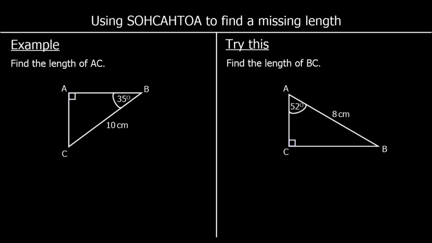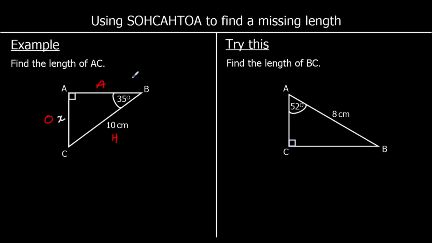Let's have a look at a question. Find the length of AC. That means we're working out this length here. The first step is to label the triangle. Which one's H? H is the longest side. O is opposite the angle we're using. So we're using this 35-degree angle. Opposite it is what we're working out, our X. And the other one is called the adjacent, next to the angle or in between the angle and the right angle.